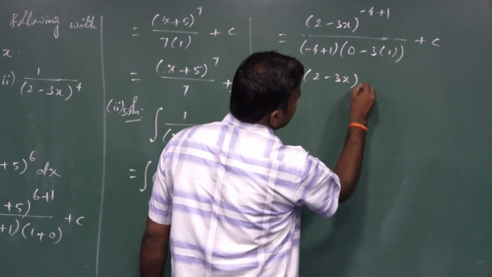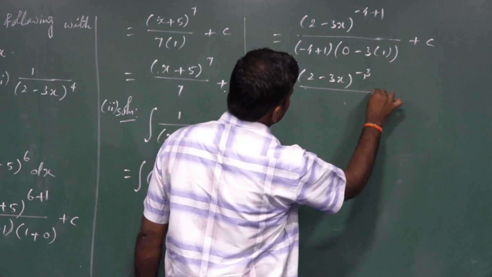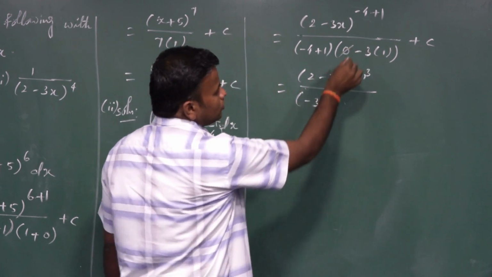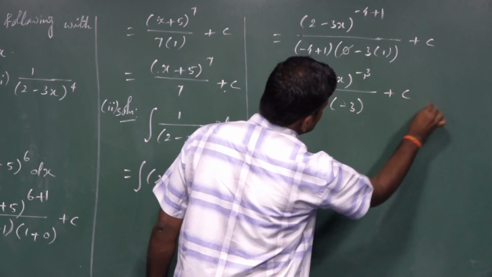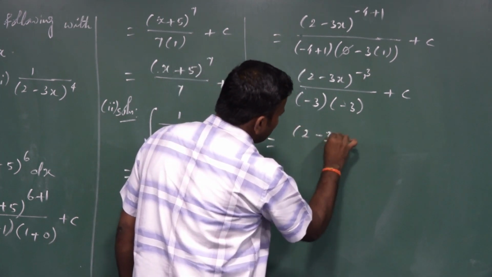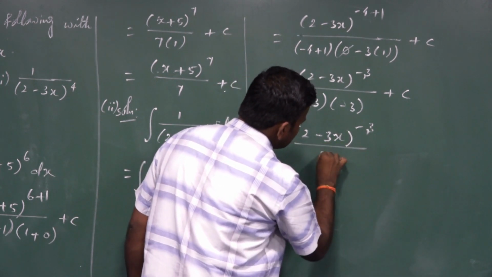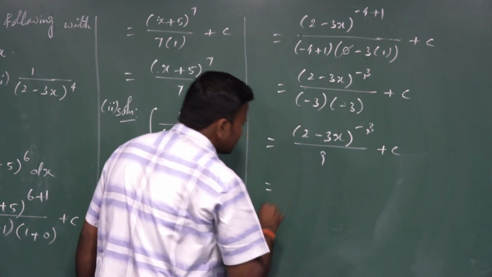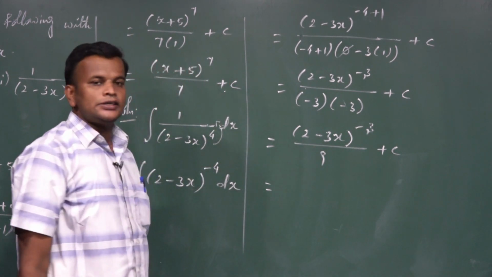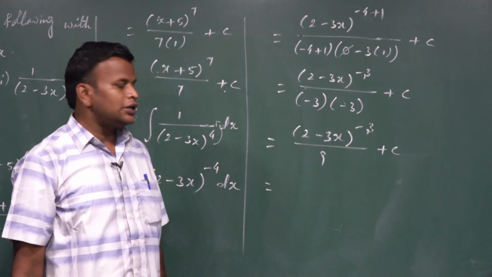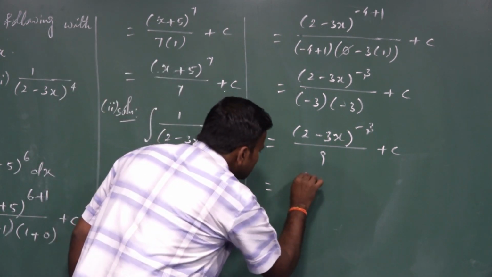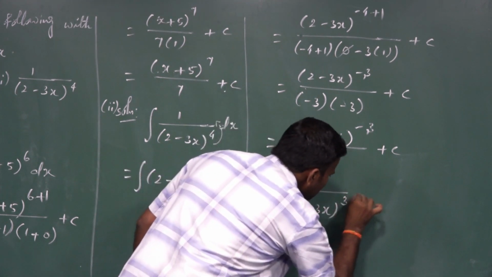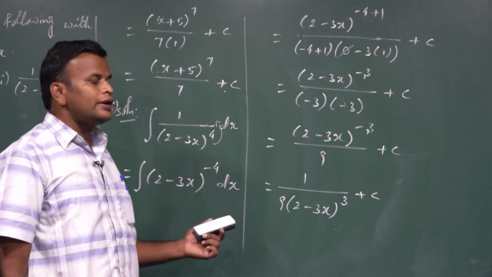So (2 minus 3x) whole power minus 4 plus 1 divided by (minus 4 plus 1) into minus 3, where minus 3 into 1 is again minus 3, plus c. So (2 minus 3x) whole power minus 3 divided by, actually minus and minus is plus, 9 plus c. But in the power the numerator has a minus sign, so the term comes to the denominator and it becomes plus in the power. So we write 1 divided by 9 of (2 minus 3x) whole power 3 plus c. So that is the integrating value of the second one.